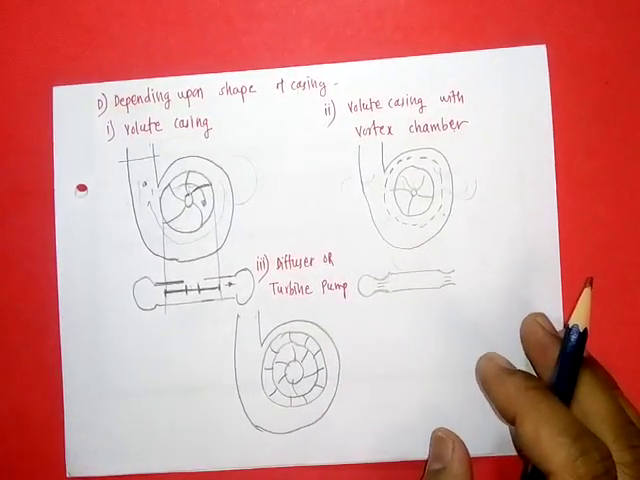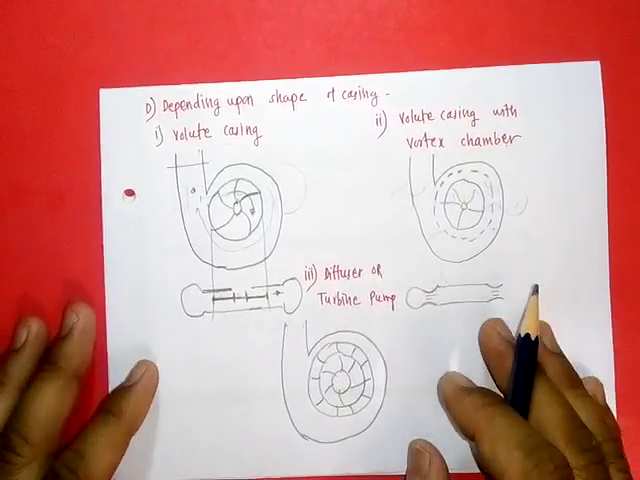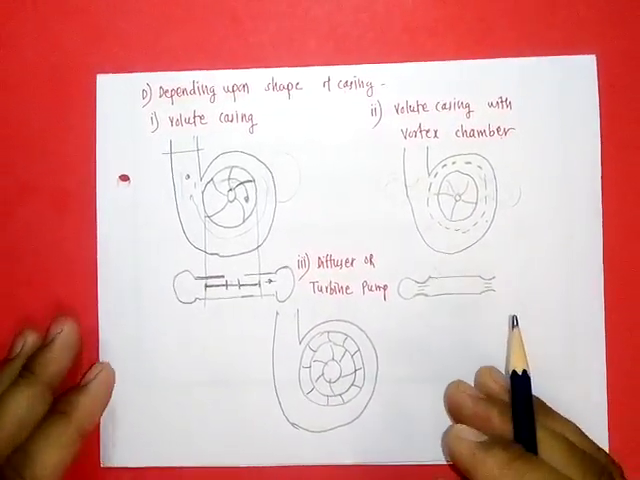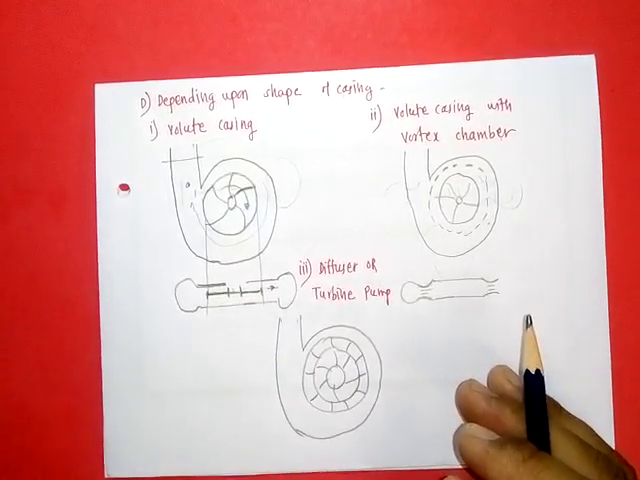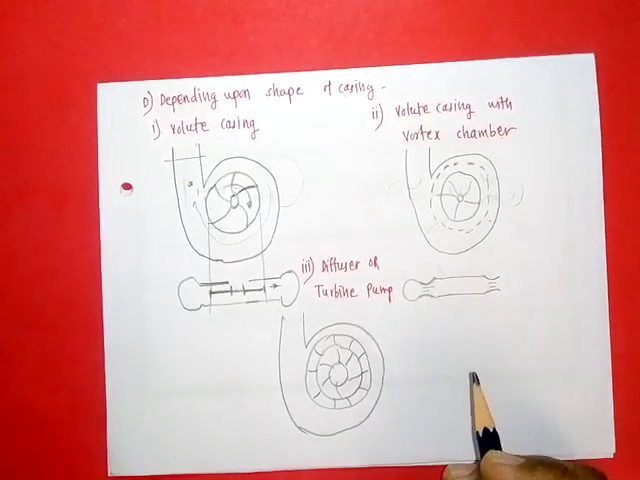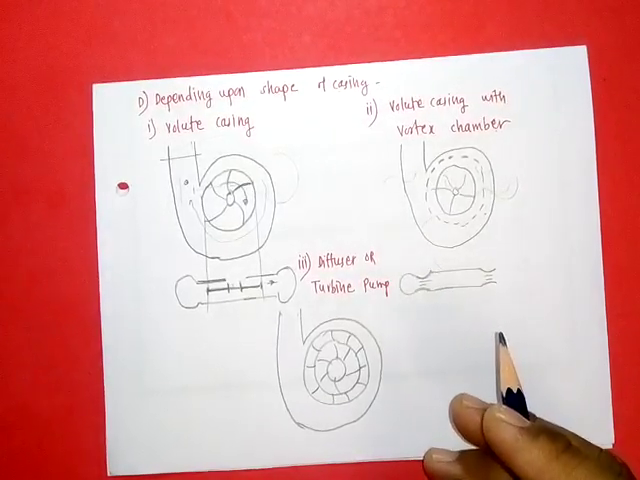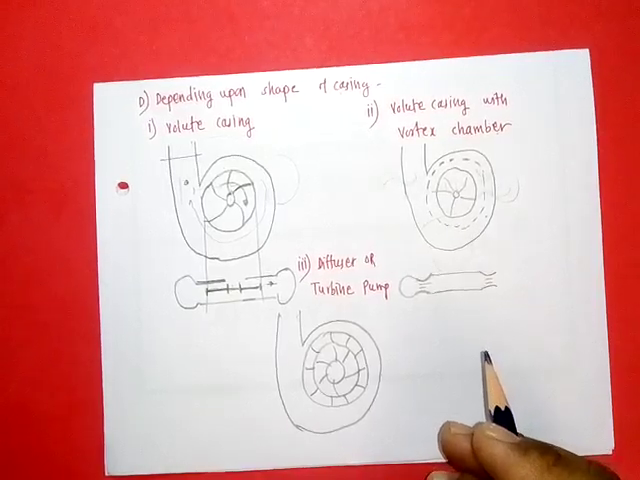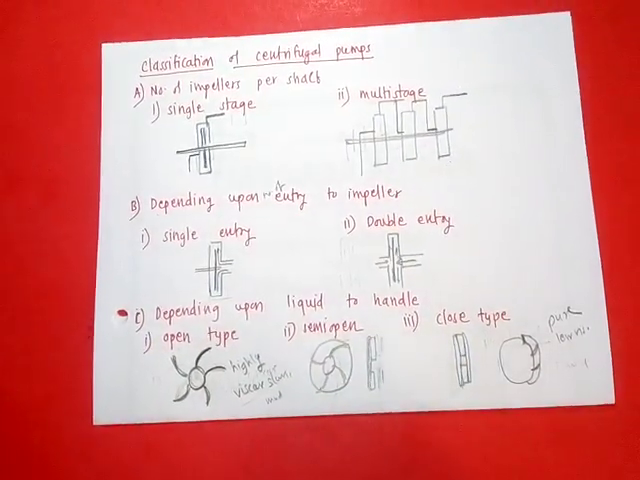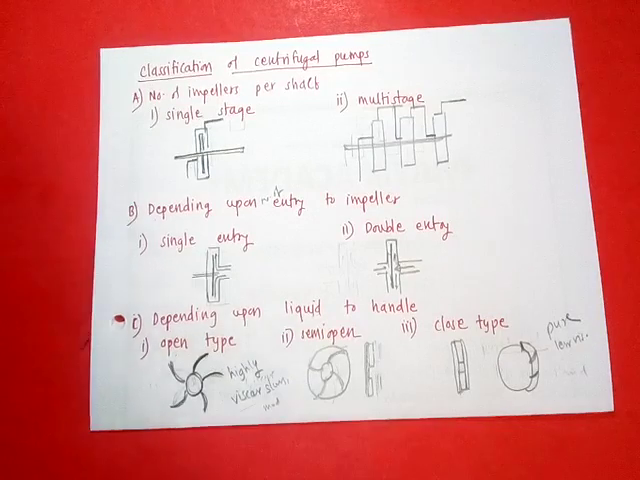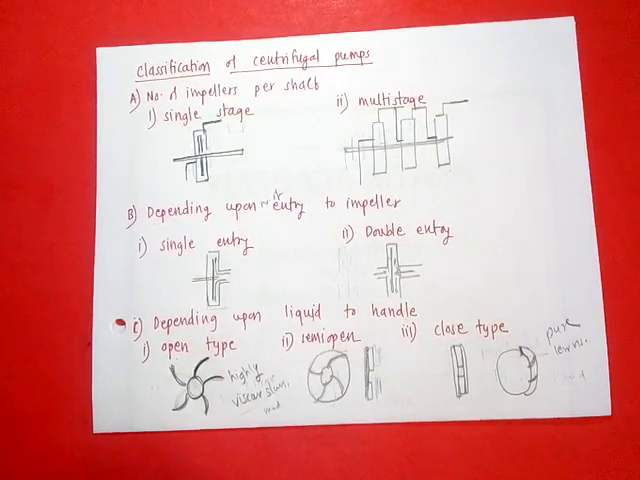And there are some other types of classification. For example, a pump can be classified depending upon the head under which it operates, meaning low head, medium head, high head. Then pumps can be classified depending upon shaft position, horizontal axis and vertical axis. Then depending upon specific speed, we can classify pumps as low, medium and high specific speed pumps. We have not discussed that in detail, but these are some important ones we have discussed. In the next video, you will see the working of the centrifugal pump and its velocity diagram.